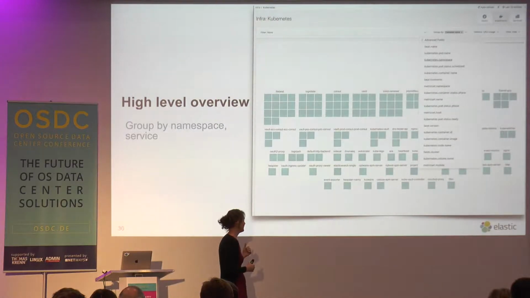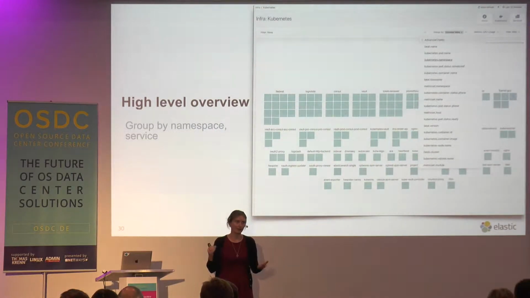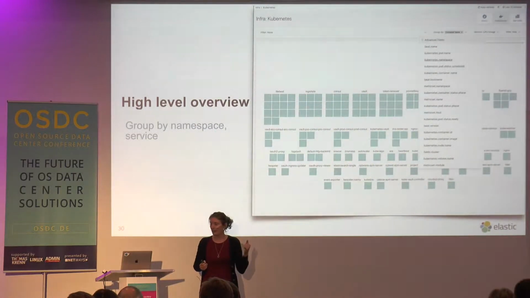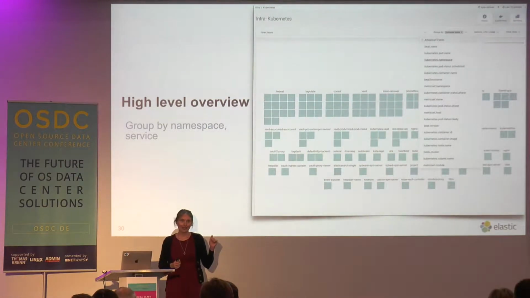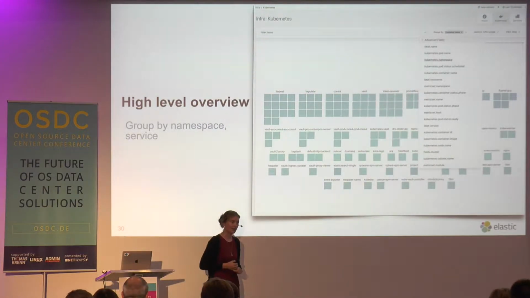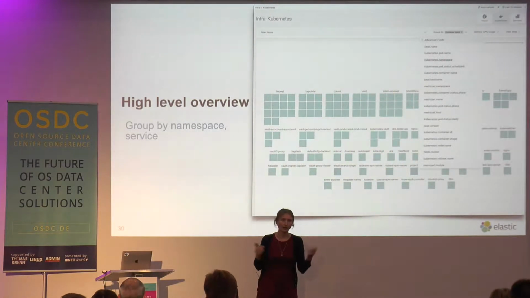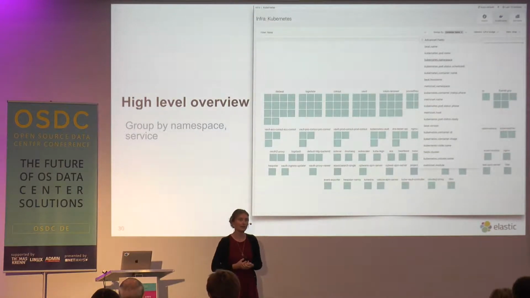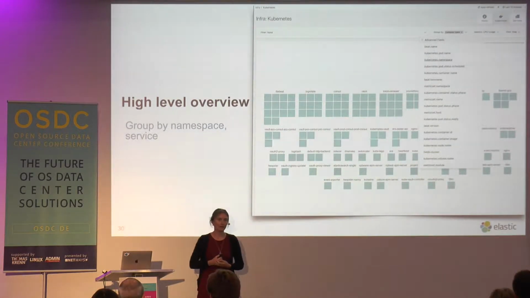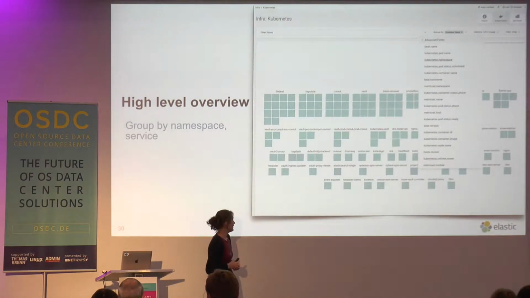You can also filter by, for example, if you want to filter for all the pods that have a specific namespace. And what's also important is that the color of each square is determined by a metric. So here CPU usage is the metric, but it can be any metric that is part of the events that are generated by the beats.